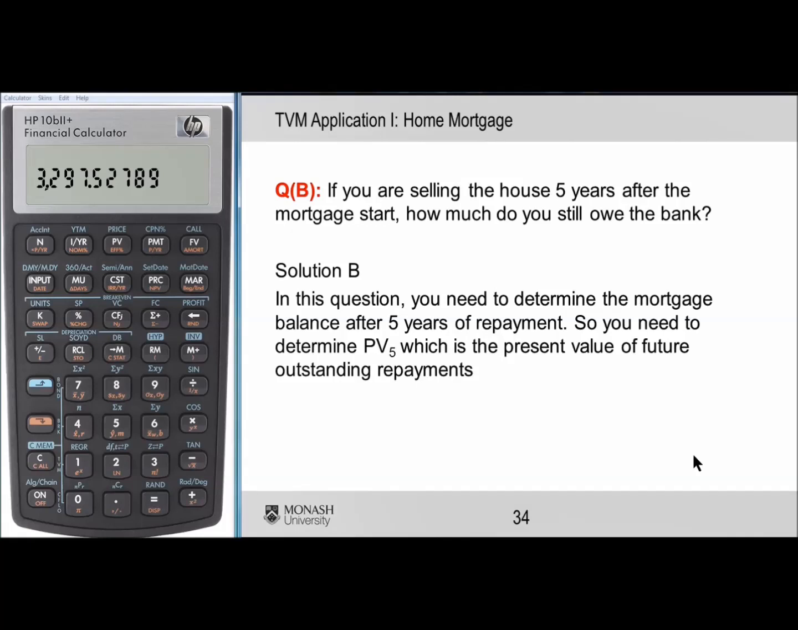Part B. If you are selling the house 5 years after the mortgage starts, how much do you still owe the bank? So this question is asking for the mortgage balance. When you wish to close off your loan earlier than the offered term, your bank would ask you to pay a lump sum which represents the remaining outstanding payments. So you need to compute the present value at time 5. That represents the present value of all the future outstanding monthly payments.